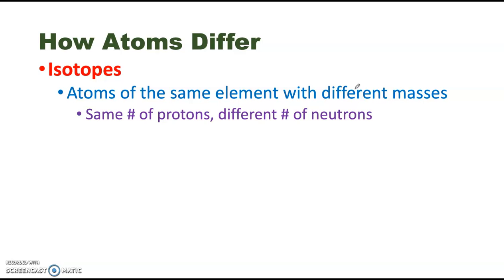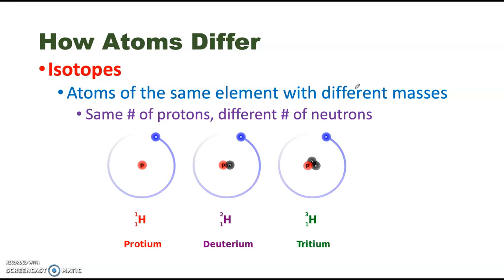Now the protons is the same, because remember the protons tells you which element it is, but the neutrons is different. So here's our example. We've got hydrogen. Hydrogen has one proton. Notice each atom has one proton. That doesn't change, right? If that changed, we wouldn't be looking at hydrogen anymore. They're all hydrogen, so they all have one proton. However, the first hydrogen atom has 0 neutrons. The next one has 1 neutron, and this has 2 neutrons.